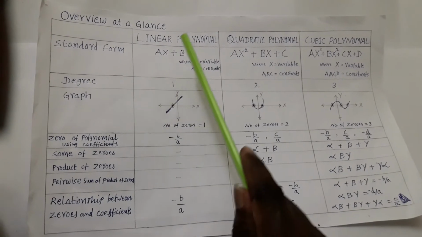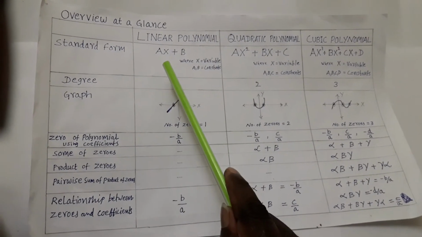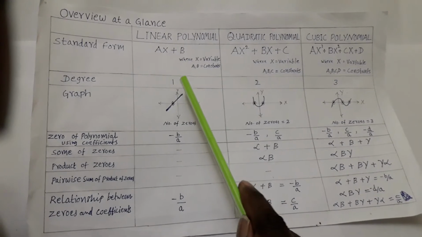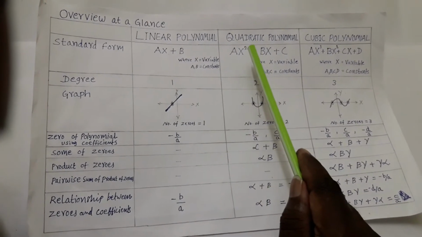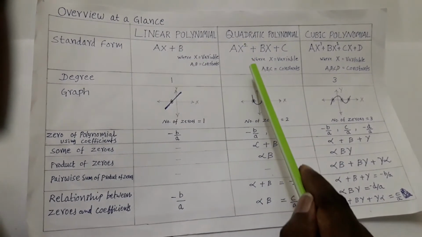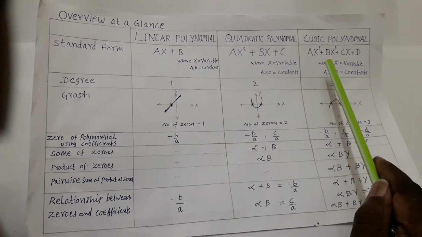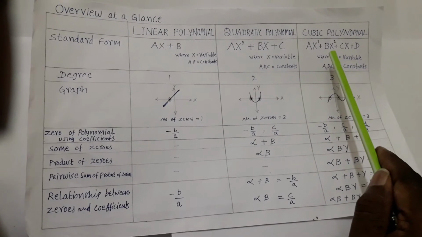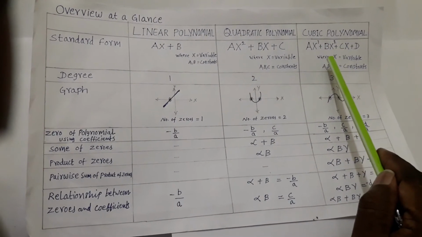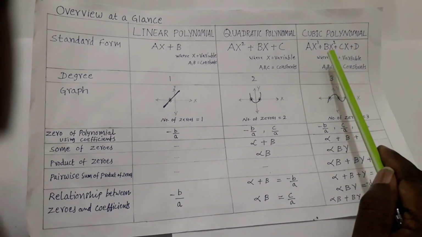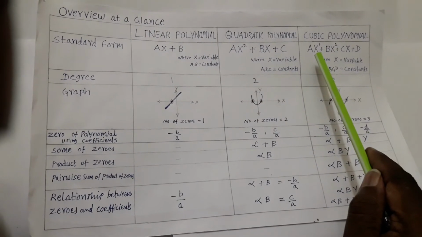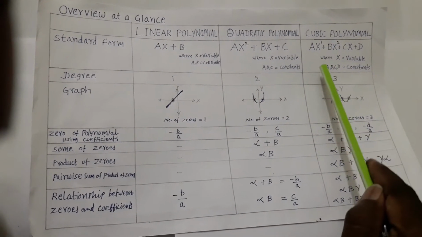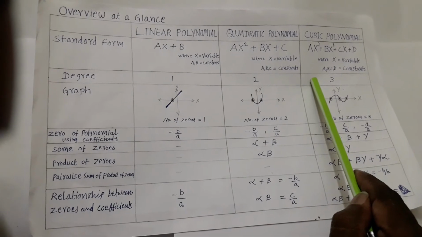Degree of linear polynomial: x power is 1, so that is the degree. For quadratic, x power is 2, that is the degree. For cubic, here x power is 3 and another x power 2. In this case, we take the highest power of the variable, which is 3, that is the degree of cubic polynomial.